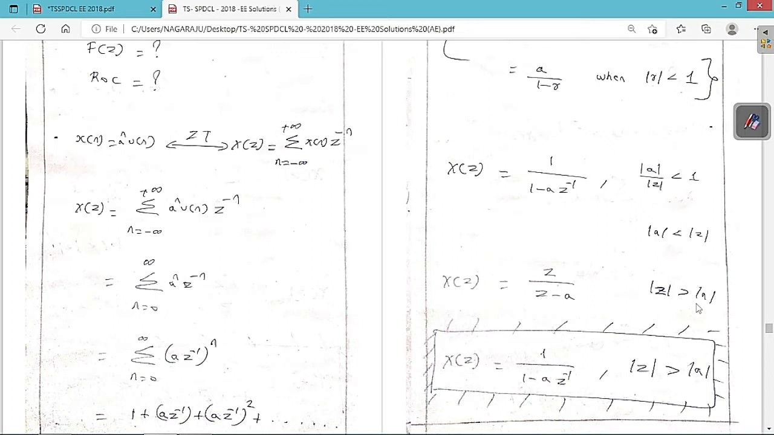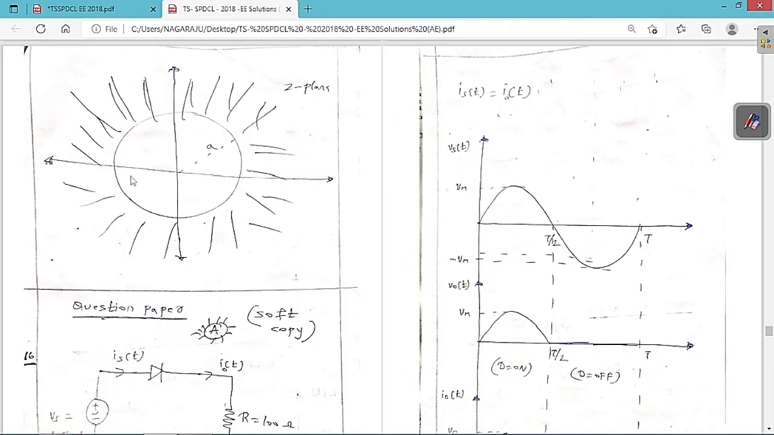So mod z greater than mod a, or you can also get another function which is 1 by 1 minus a into the power of minus 1 with mod z greater than mod a. So this is the z transform and its corresponding ROC. So only in this region the z transform is going to give you a finite value. Only in this region.